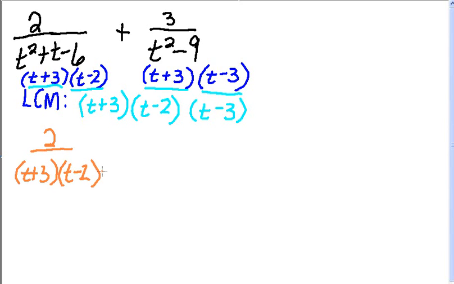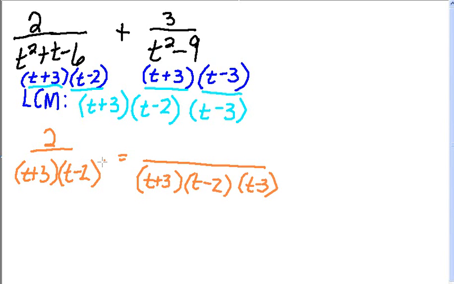So first I want to get this first term in terms of my common denominator, which is t plus 3, t minus 2, and t minus 3. Okay, so notice here, in order to get this denominator, what is missing from my denominator over here is the t minus 3. So I have to multiply my denominator by t minus 3 to go from here to here. And whatever I multiply my denominator by, I have to multiply my numerator by. So this is going to be 2 times t minus 3.